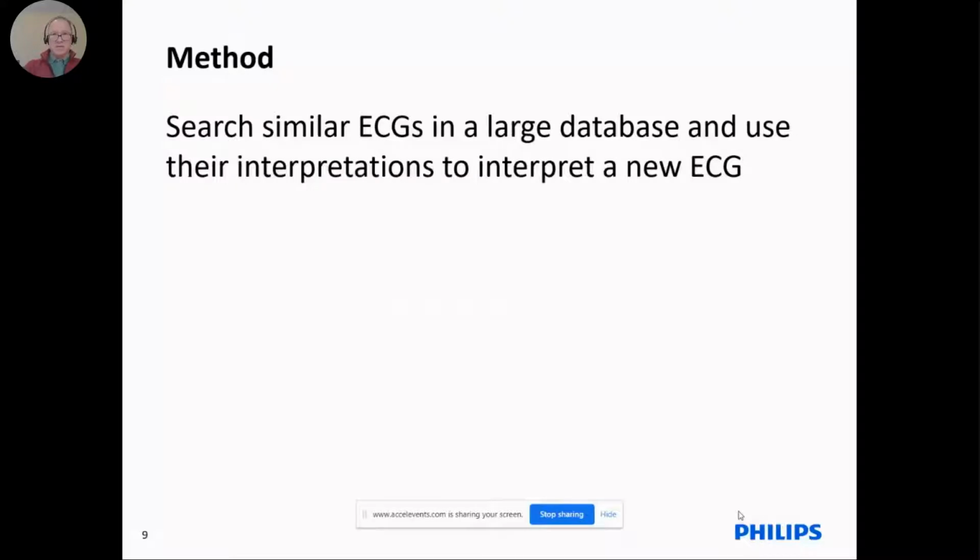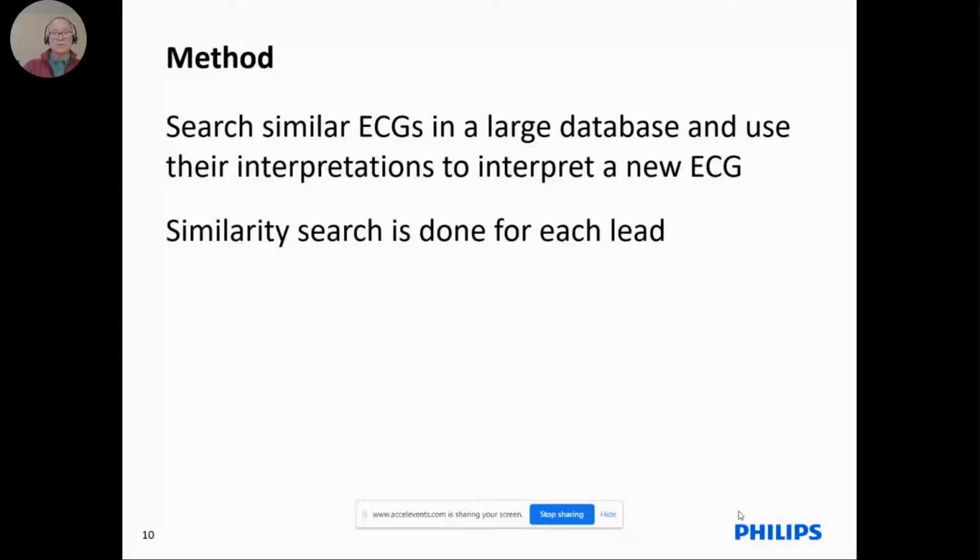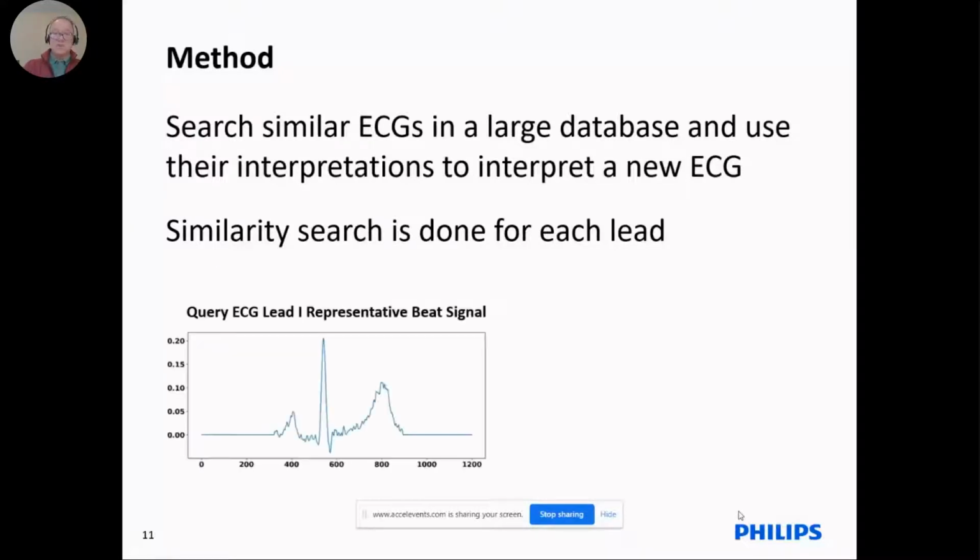And the type of algorithm that we're using in this method is a search for similar ECGs in a large database, and then we use the interpretation from those similar ECGs to interpret the new, unknown ECG. So we do a similarity search for each lead one at a time and test the algorithm for that lead. So here's just one quick example.